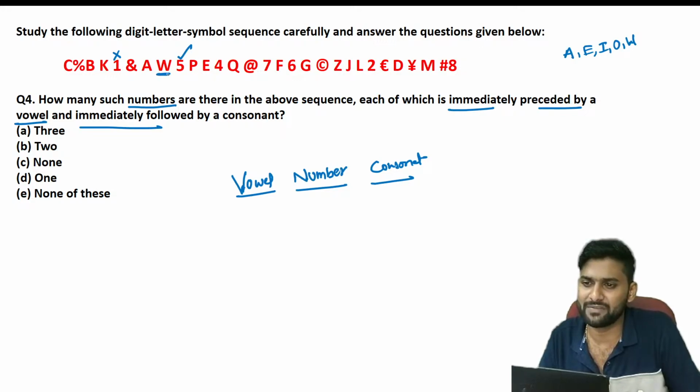Why? Because previously we have a vowel, and after there is a consonant. Now 4 does not satisfy our condition. Now 7 does not satisfy the condition. 6 does not satisfy the condition. The reason: F is not a vowel.